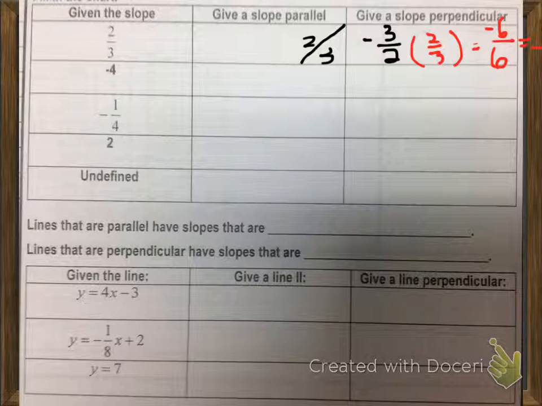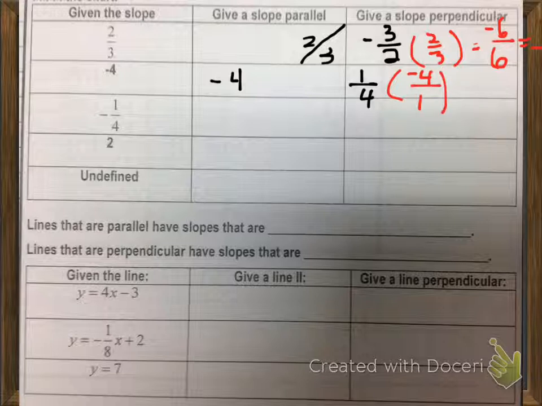Okay, let's look at the next one. What's the slope parallel to negative 4? Negative 4. What's a perpendicular slope? Positive 1/4. Let's multiply that by the original slope. So 1/4 times negative 4/1, essentially. 1 times negative 4 is negative 4, over 4 times 1, which is 4. Is that equal to negative 1? Yes, it does. It always has to equal negative 1. It can't be positive.